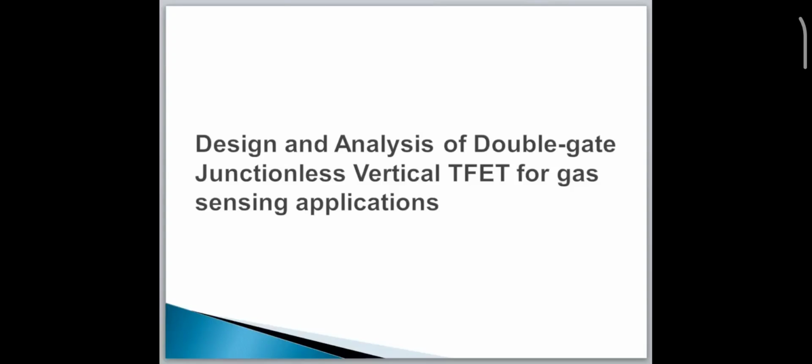Design and analysis of double gate junctionless TFET for gas sensing application.